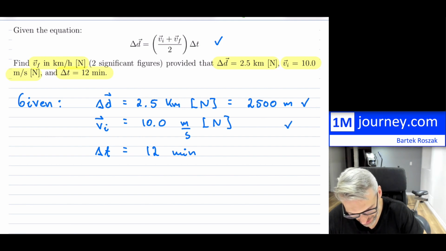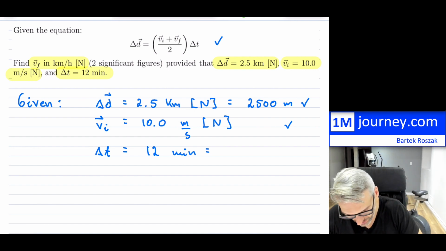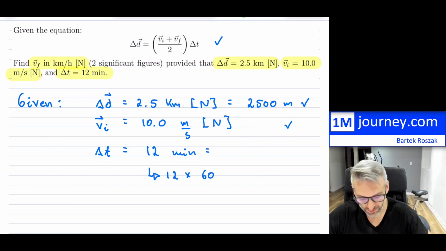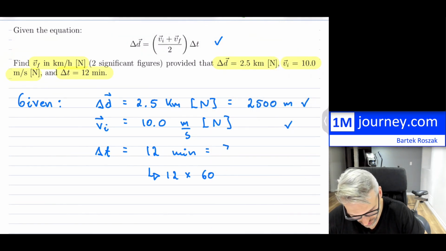And in this one, I'm actually going to change the 12 minutes to seconds. And then don't forget, so 12 minutes, I would have to multiply this by 60 seconds per minute, so that the minutes will cancel. Okay, and so that's going to be 12 times 60, so that's 720. Just don't round anything here, and that is now seconds.